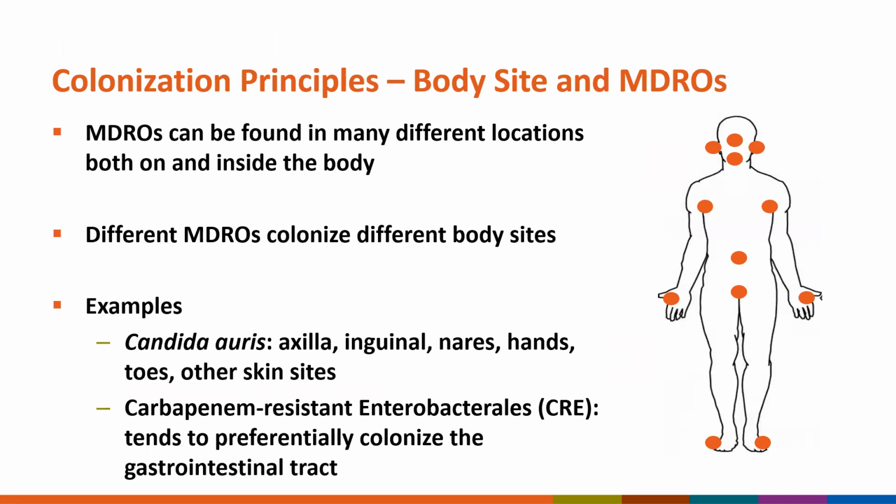A couple principles about how colonization works. I think it's important to realize that MDROs can be found in many different body sites, and different MDROs colonize different body sites. Just to give you an example, we've learned over the last couple of years that Candida auris can colonize a wide range of body sites: axilla, groin, nares, hands, toes, and a lot of other skin sites in between. CRE tends to preferentially colonize the gastrointestinal tract.